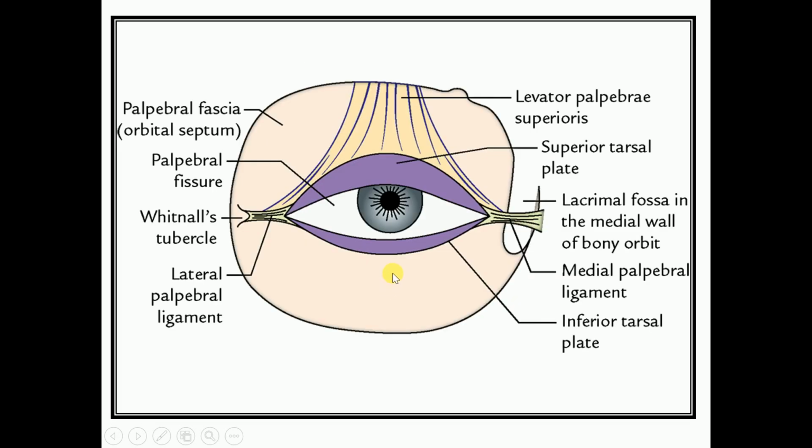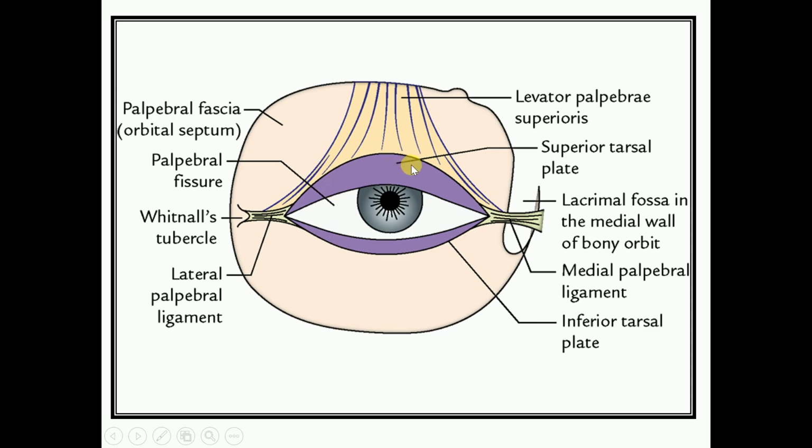Now this diagram shows the outer structure of the eyeball, so that from the orbital septum, upper aspect as well as lower aspect, nothing but the inner aspect of the skin of the eyelids, forms the palpebral fascia or orbital septum. Now along the margin of the eyelids, this palpebral fascia becomes thickened and forms the two tarsi, superior and inferior. The superior tarsal plate is larger compared to the inferior tarsal plate. The area between the two tarsal plates is called the palpebral fissure.